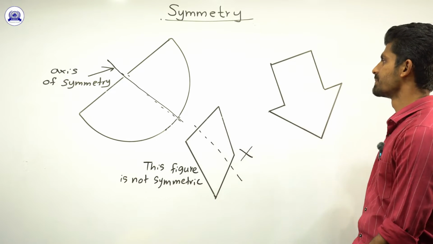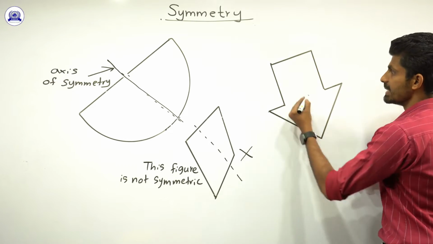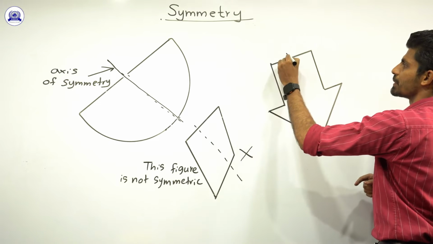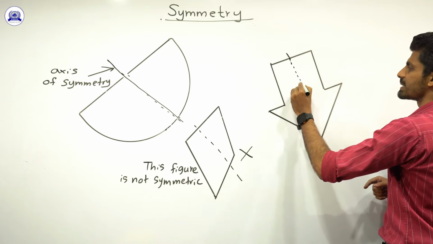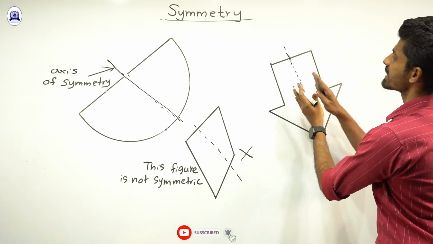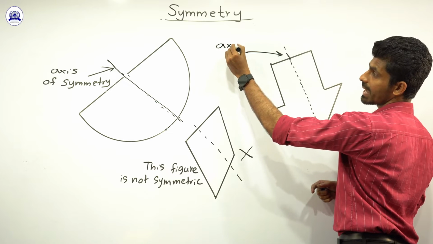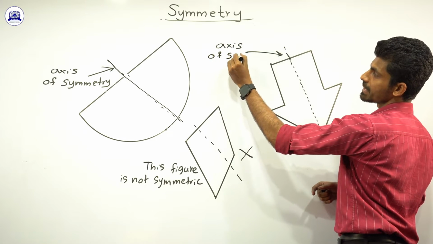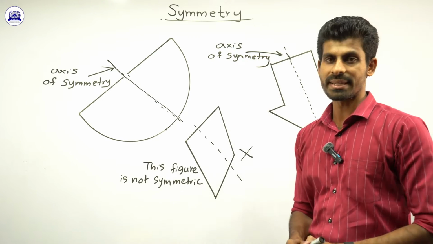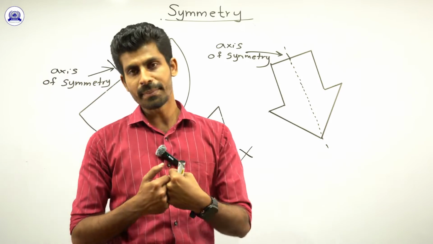Look at the arrow shape given here. If I fold along this axis, you can equally get 2 parts. That axis is called the axis of symmetry. Now you can get an idea, my dear students.